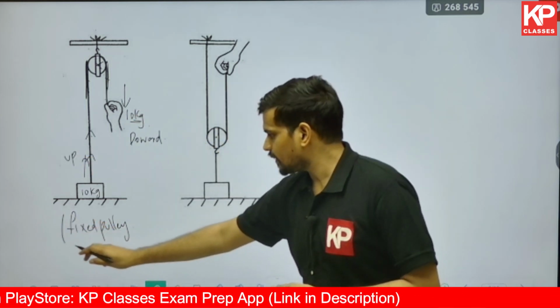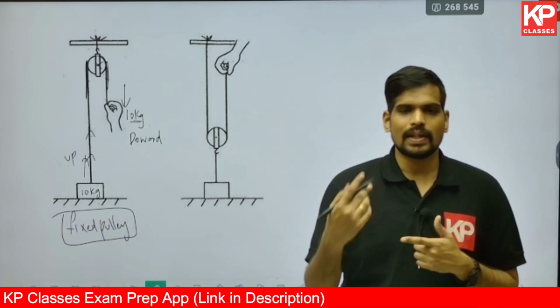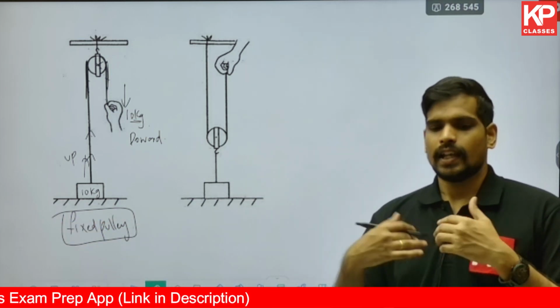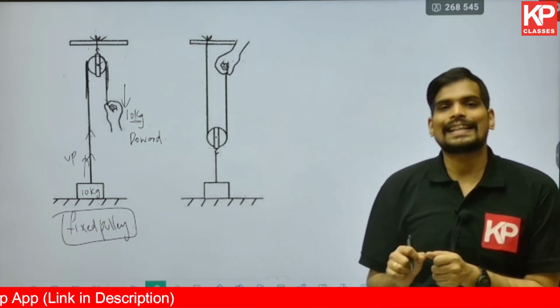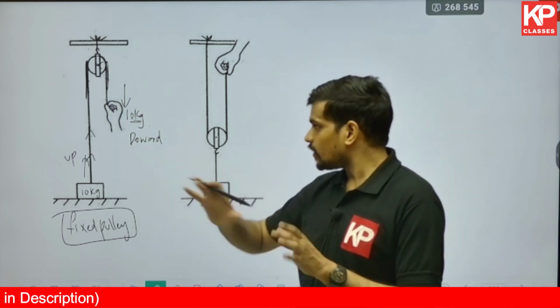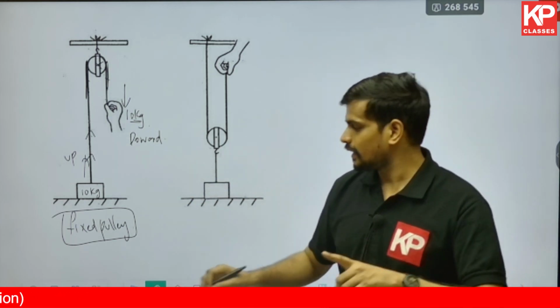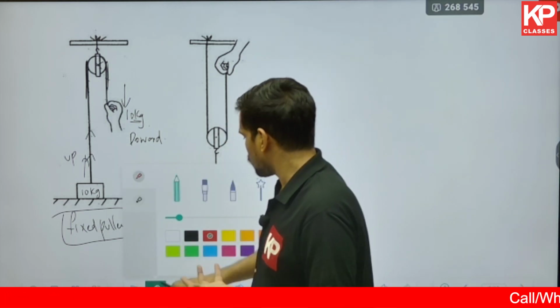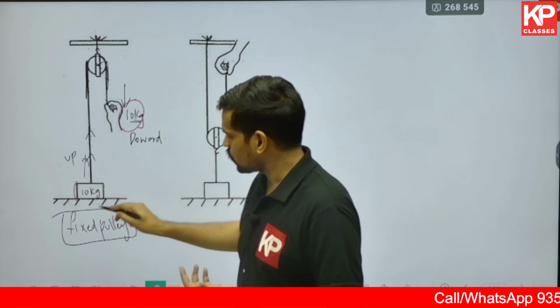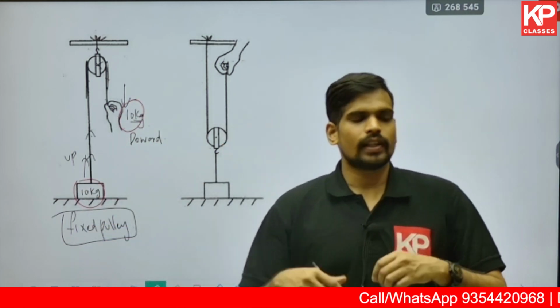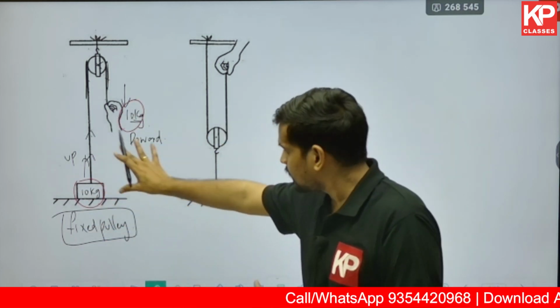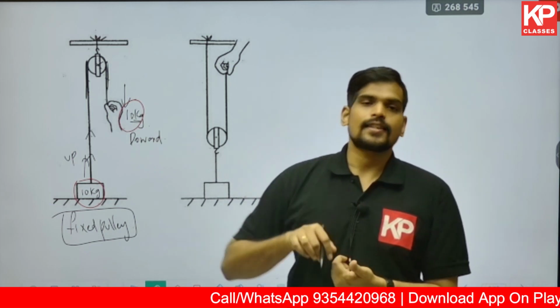So fixed pulleys do not have any mechanical advantage. In mechanical engineering, this is called the mechanical advantage of a system. Here, there is no mechanical advantage, because you're not applying any less force. You're still applying 10 kg force to lift up a 10 kg weight. So there is no mechanical advantage in this system, but there's a change in the direction.